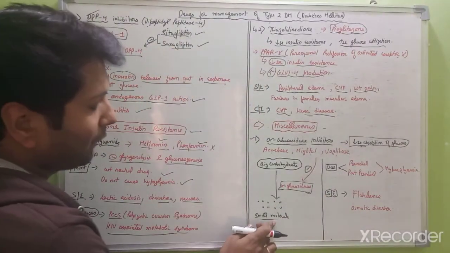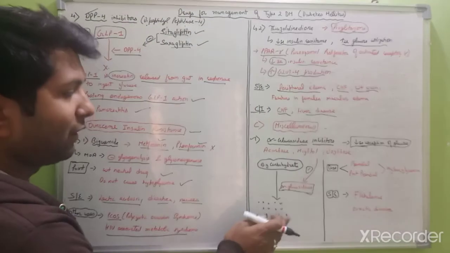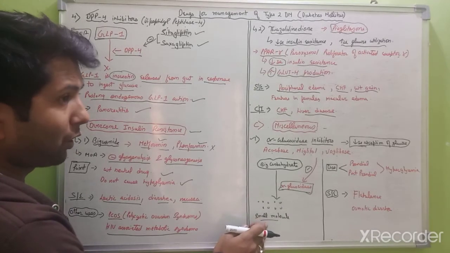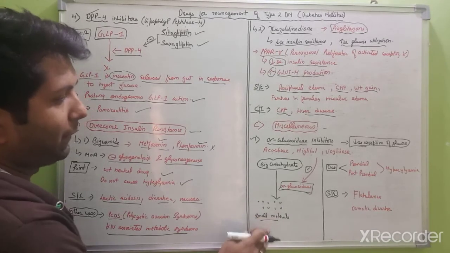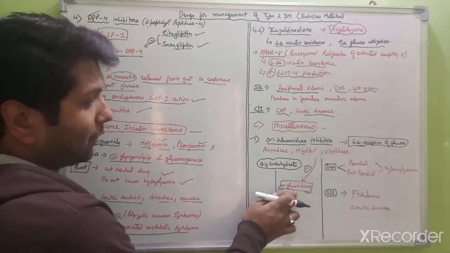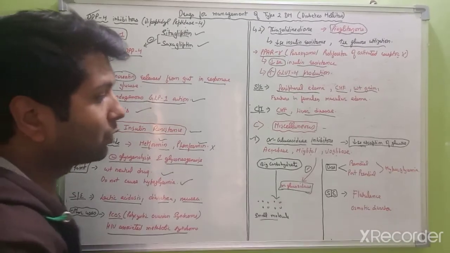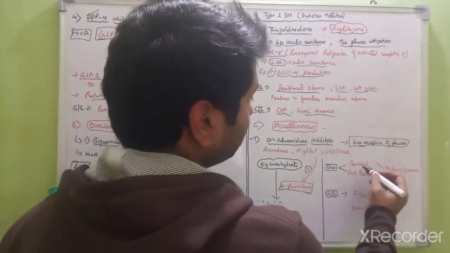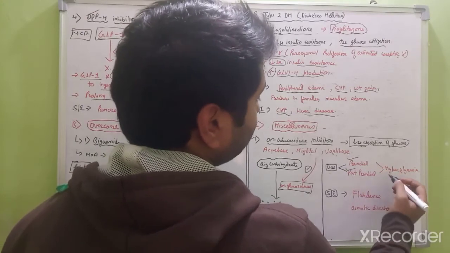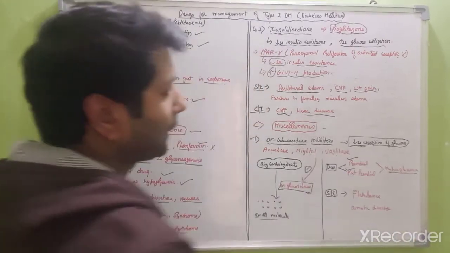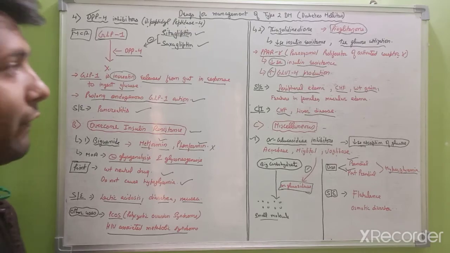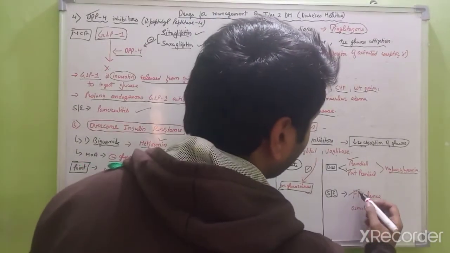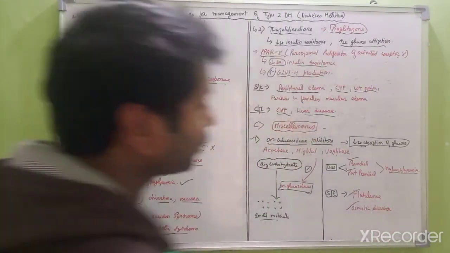So the molecules will not be reabsorbed into the body after the inhibition of this enzyme. These drugs are useful in prandial or postprandial hyperglycemic conditions, and the side effects of this drug are flatulence and osmotic diarrhea.